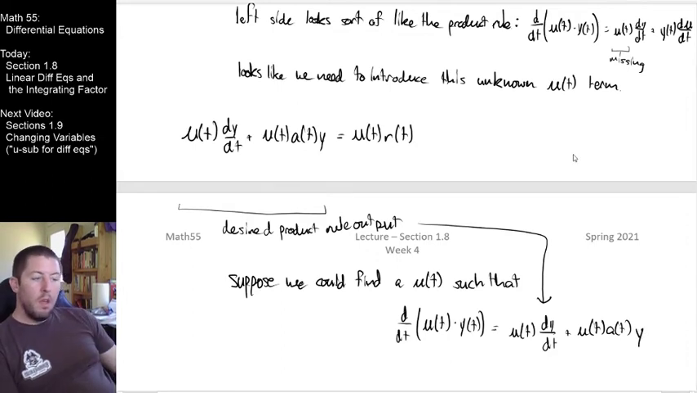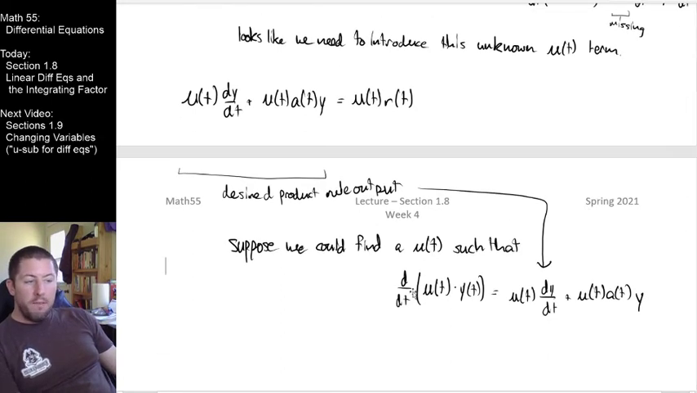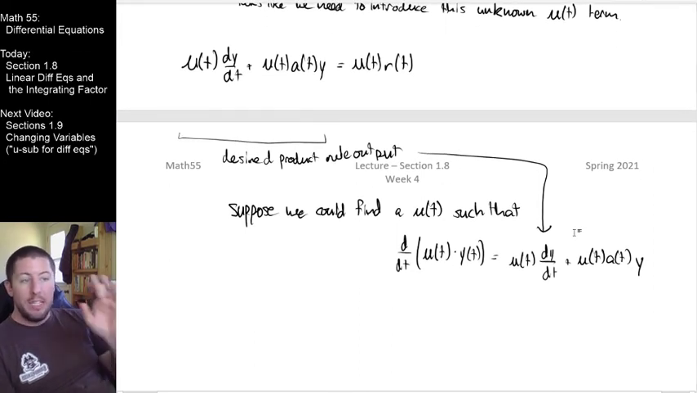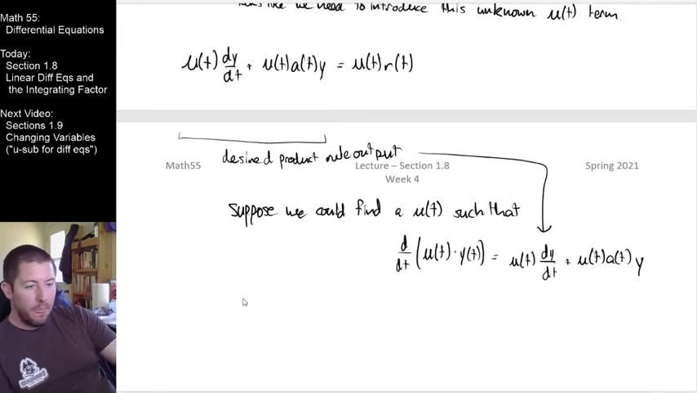All right. So if we could find this mu of t, our goal is to pick the special function mu of t that also has this property here as well as this property up here. That's how we're going to figure out what we actually want mu of t to be. Now notice, if we could find that, then we could rewrite the left side.